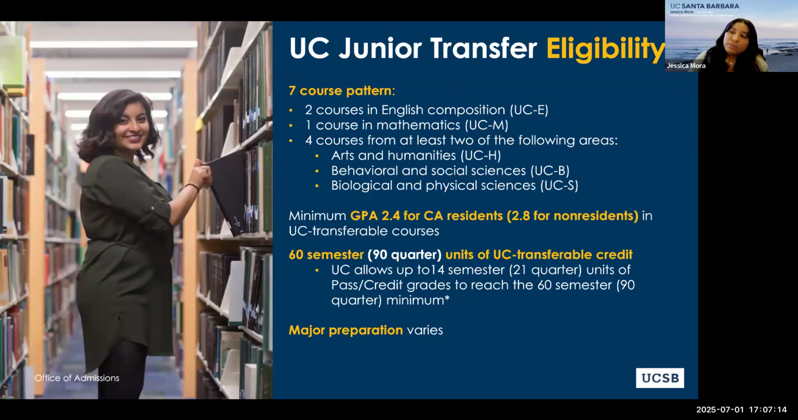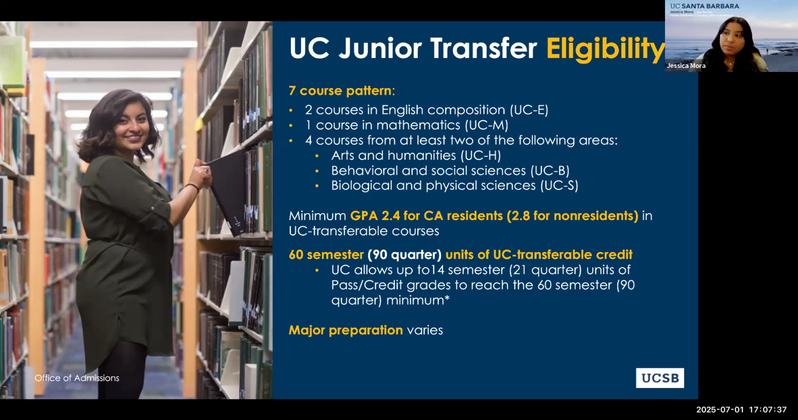Now, in terms of what we call UC Junior transfer eligibility, we have what we call eligibility and we also have selection. And I want you to think of this kind of in two different ways. Eligibility is going to be what you need at minimum to be eligible to transfer. When it comes to selection, that's going to be how do we select students? What makes you a more selective candidate, more competitive applicant?